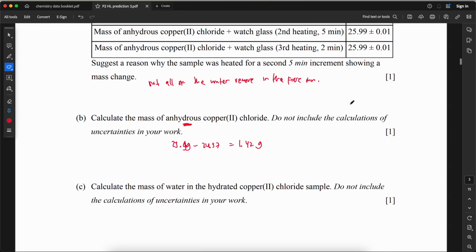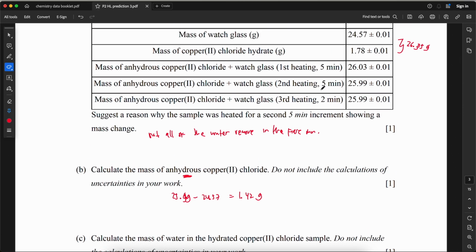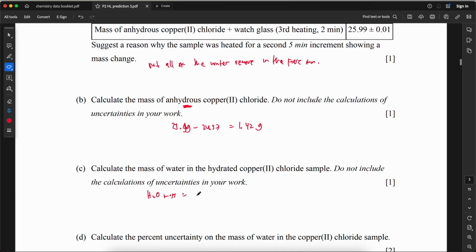Calculate the mass of water in the hydrated copper 2 chloride sample. So H2O mass would be 1.78, right, because this is the hydrate, minus 1.42 gram anhydrous, which is 0.36 gram.